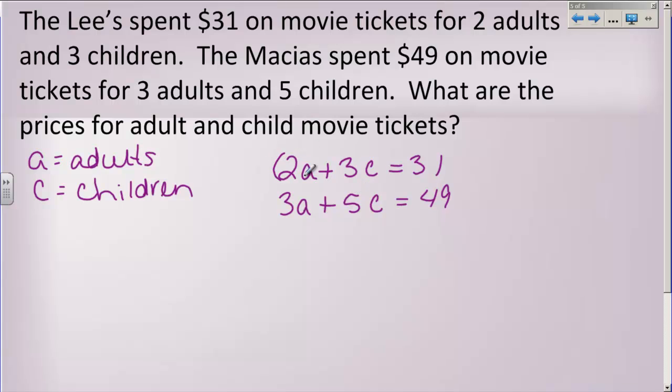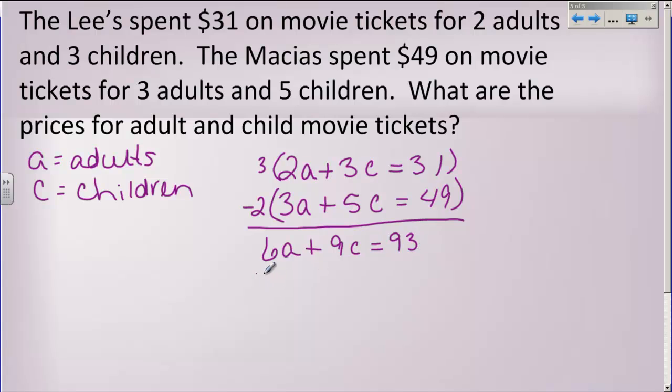I'm going to turn this into a 6 by multiplying by 3. Then I'm going to make this one a negative 6, so they'll cancel, by multiplying by negative 2. So I get 6a plus 9c equals 93. Then I have negative 6a minus 10c equals negative 98. I'm going to add them up so I can get stuff together. My A's will cancel, leaving me with negative C equals negative 5.